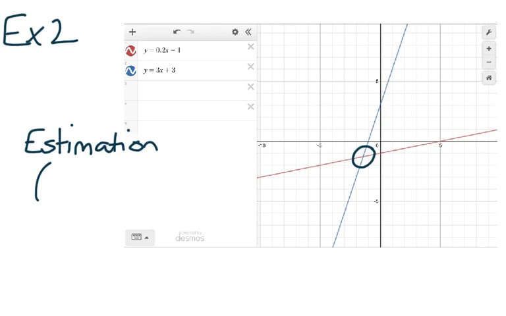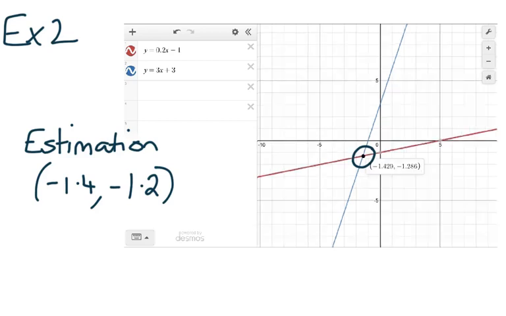So I'm just going to make an estimation of about -1.4 on the x value. And on the y, it would be about -1.2 as our coordinates. And then with the graphing software, I can actually work that out. You can see the point there is -1.4 and -1.3. So our actual answer would be this one here that we would write down, and you could just round to one decimal place.